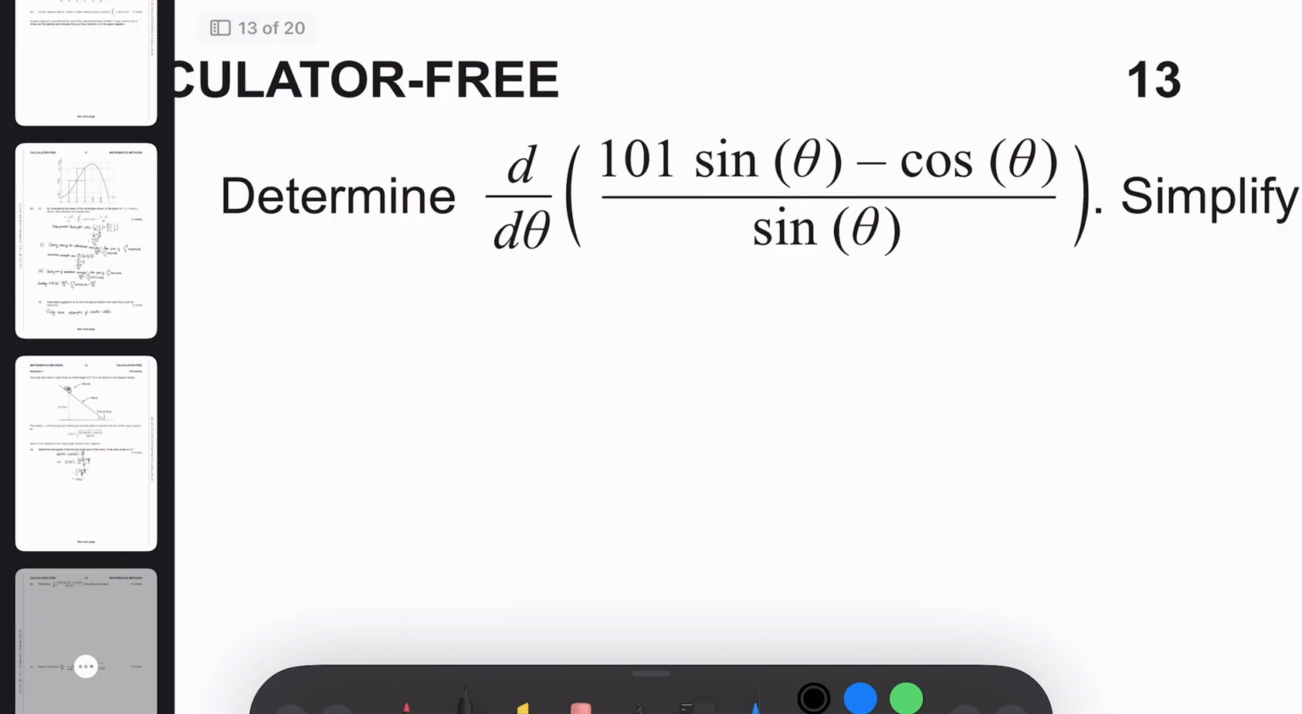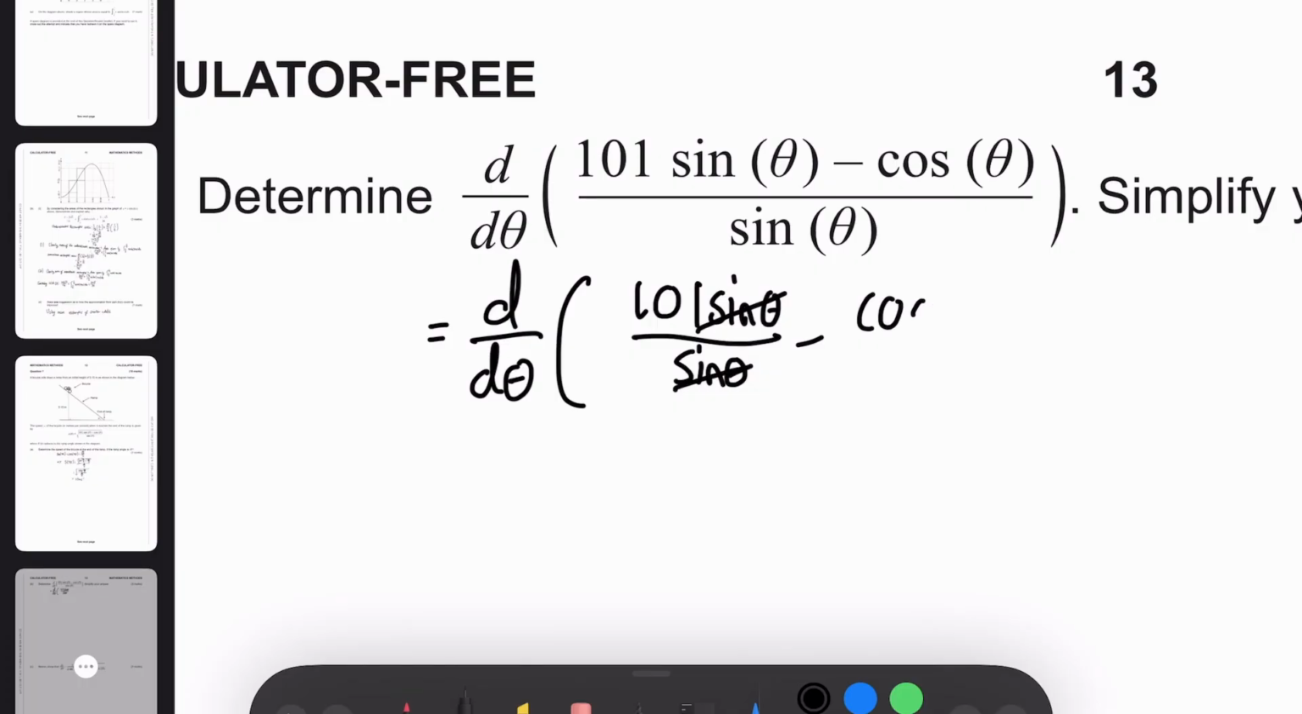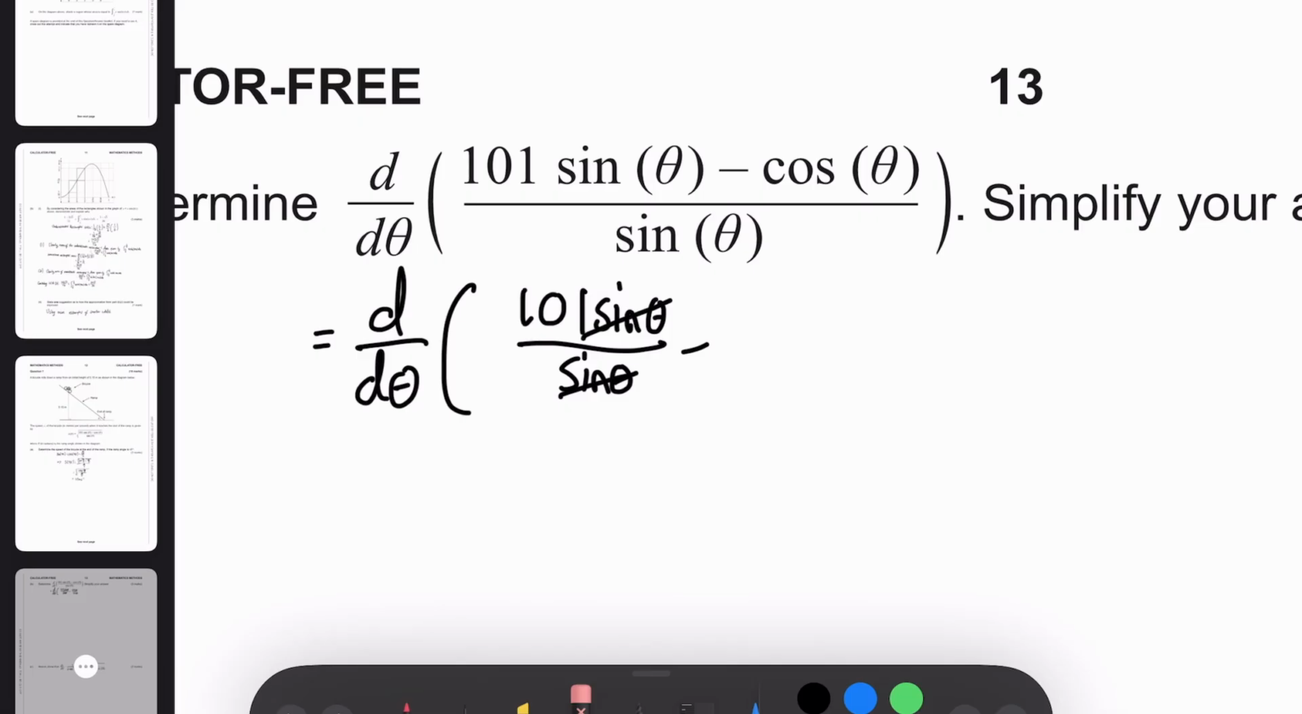Okay, how I will do it, since if we try to do it using quotient rule, it's going to get quite messy. But we can just say that this is equal to d theta of 101, because if we break it up like 101 sine of theta all over sine of theta, clearly these sine of thetas would cancel out, and then we can have that cosine of theta. This will actually become cot of theta, but I'm pretty sure in methods you guys don't learn cot, that's a spec thing. But we'll just do it the long way, just to be safe.